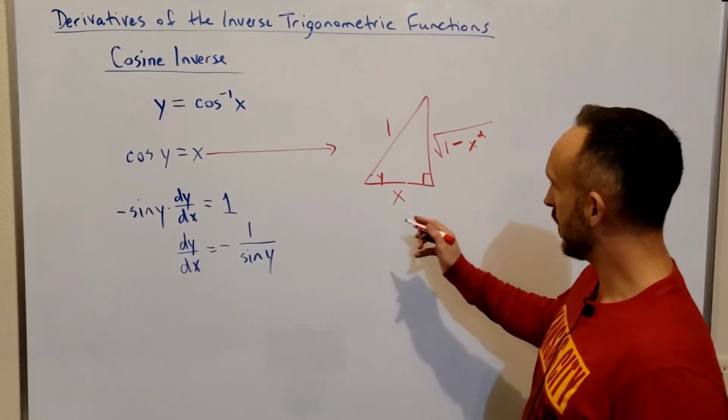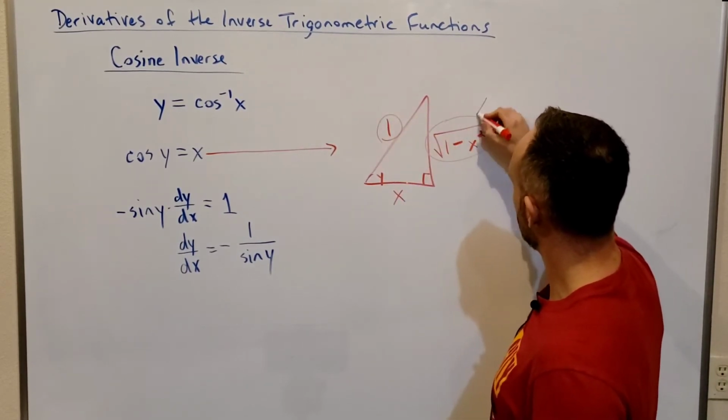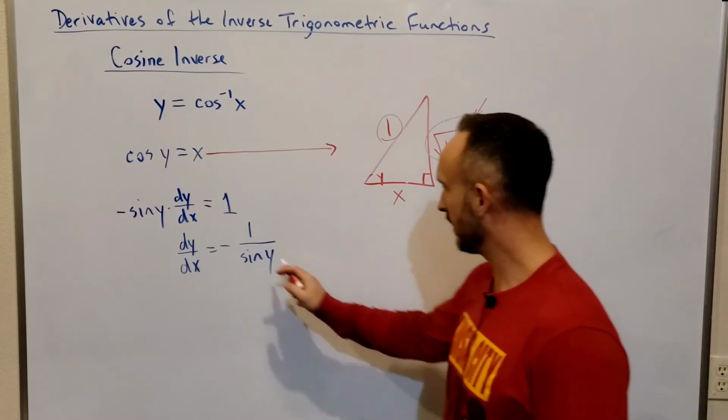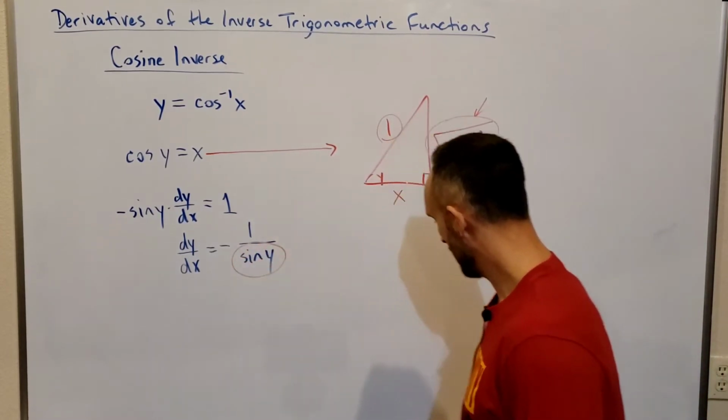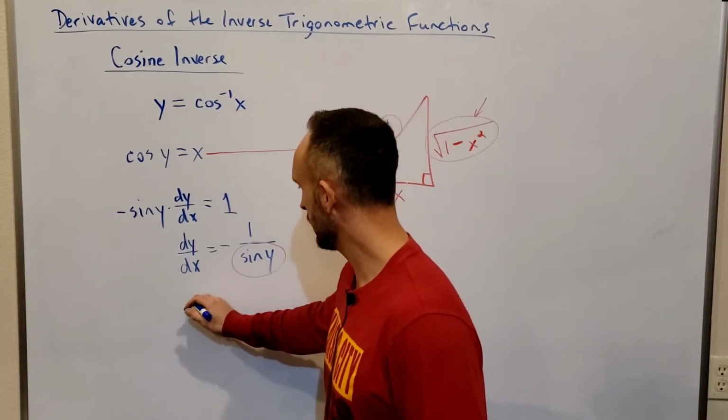So the sine of y is just the opposite divided by 1. So all I need is the opposite side. So I can come back over here, and I can replace sine of y with the square root of 1 minus x squared.